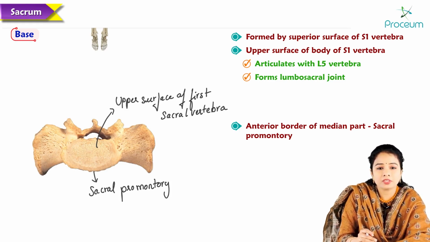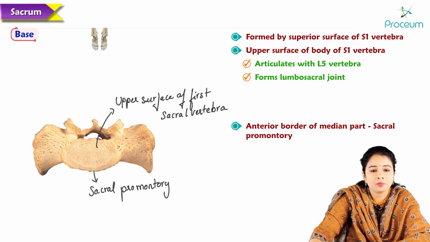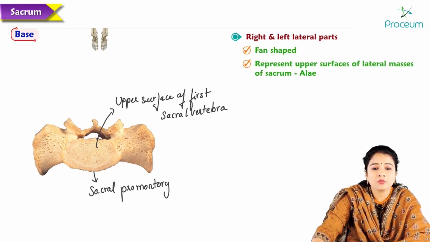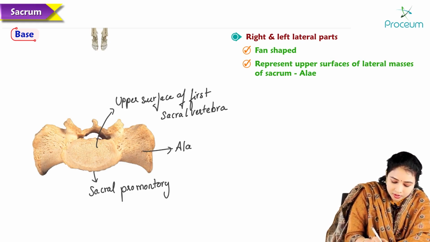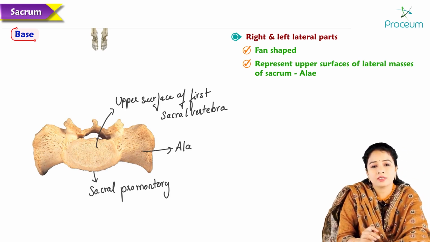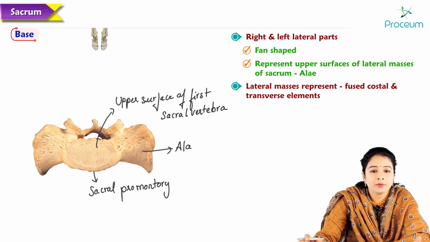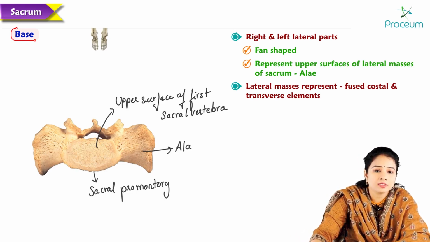The most prominent projection from the anterior part of the body of the sacrum, that is from the base of the sacrum, is termed the Sacral Promontory. The right and left parts are fan shaped and represent the upper surfaces of the lateral masses of the sacrum, which are termed alae. Singularly it is ala, and on both sides they are considered the alae of the sacrum. The lateral masses are nothing but the fused costal and transverse elements of the sacral vertebrae.